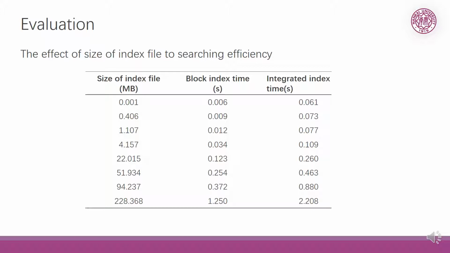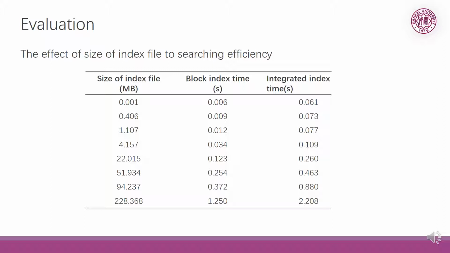The first part is the effect of the size of index field on searching efficiency. We perform the searching evaluation on 200 batches. The table on the slide shows part of the searching results. We can see from the experimental results that block index is obviously better than integrated index.